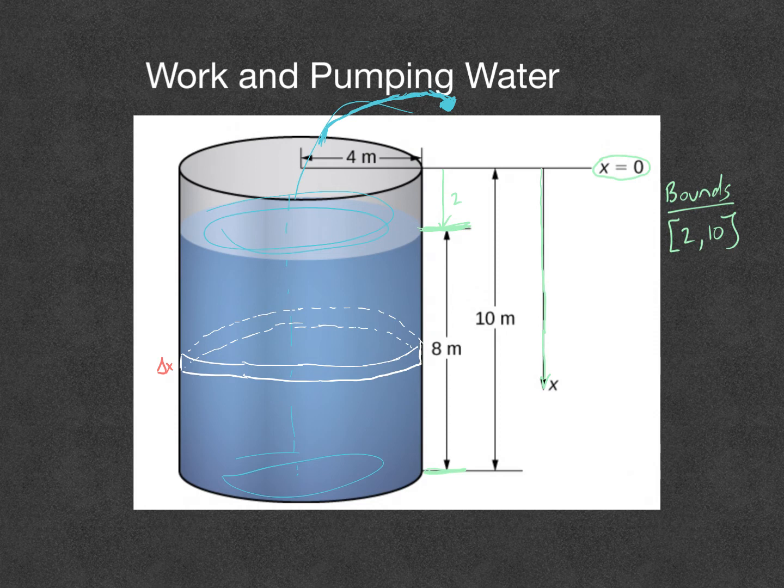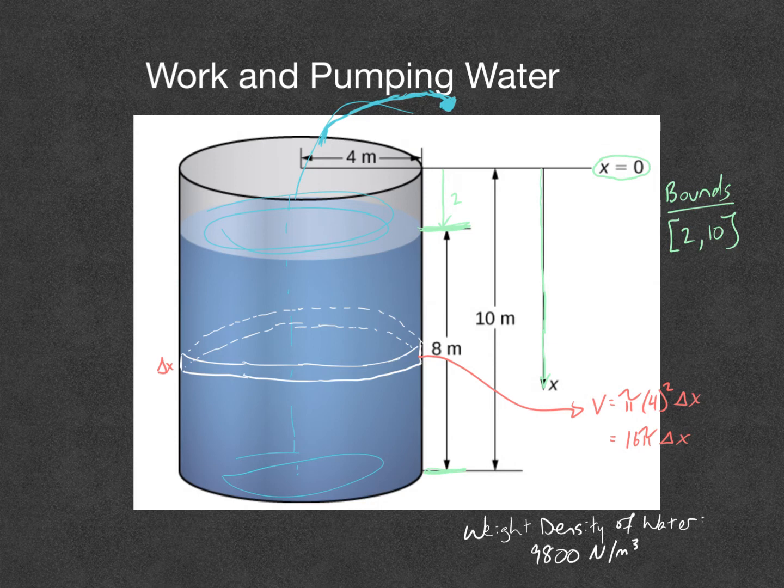Okay, so the volume for that piece of water, V equals the volume of a thin cylinder here, is pi times the radius squared, 4 squared, times the height of that slice, which is delta X. V equals, so that would be 16 pi times delta X.